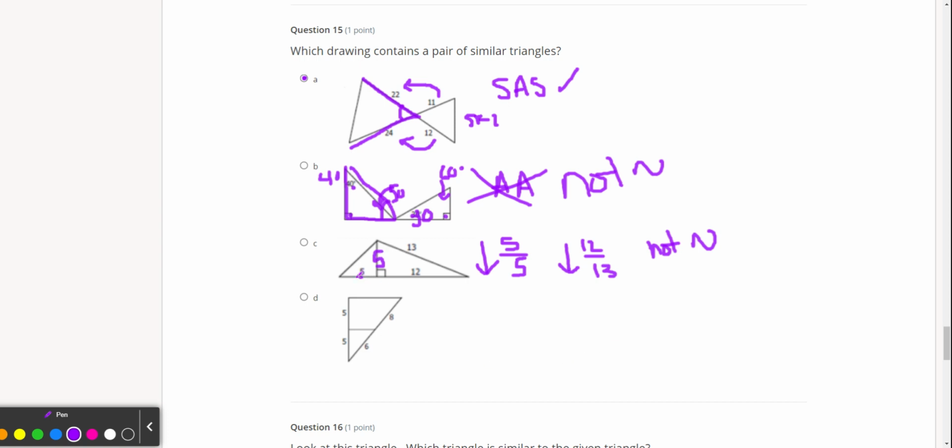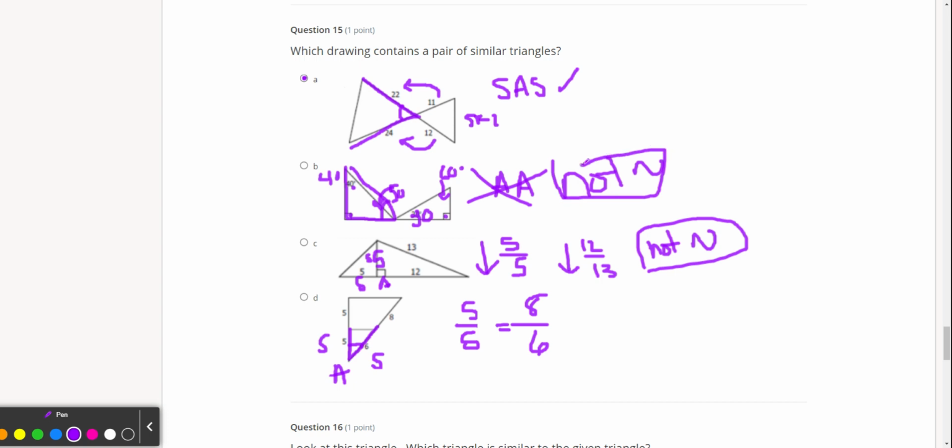If it was something, it would be side, angle, side, because I have that right angle. So it'd be a side, an angle, and a side. Here we've got a reflexive angle. So this is going to be side, angle, side as well. But we need to put it into a proportion. So 5 over 5 has to equal 8 over 6. Does this proportion work? So this is also not similar, right? So that's the only one that works.